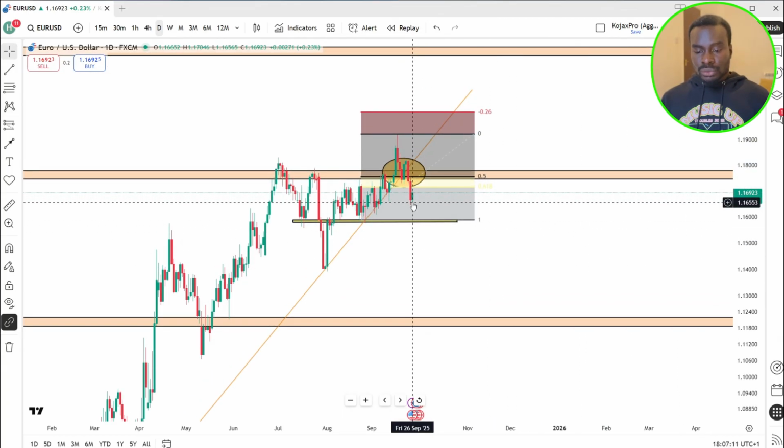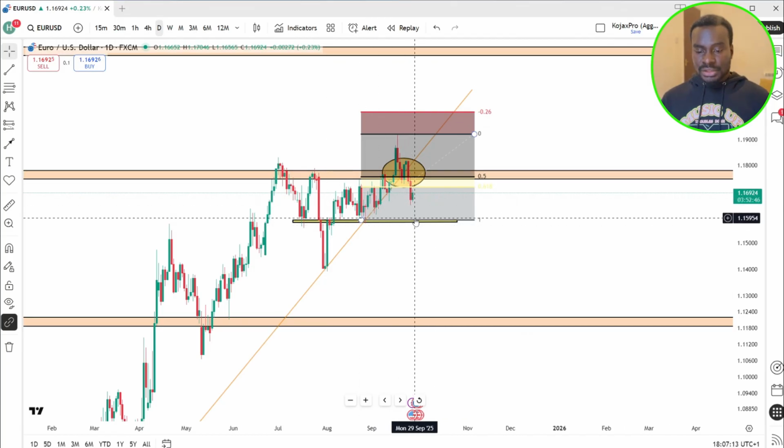But if this level doesn't hold, then best believe that this market is going to come to this yellow bar, which is a daily zone.